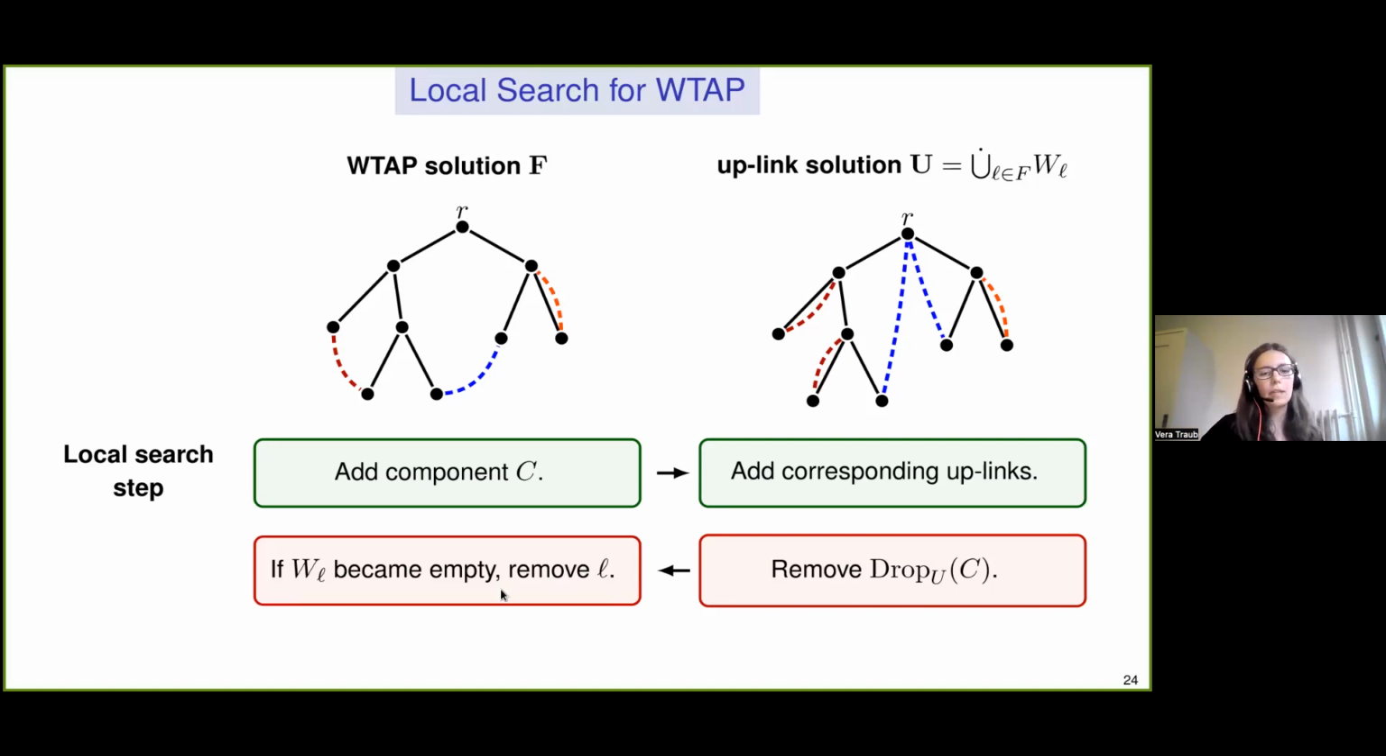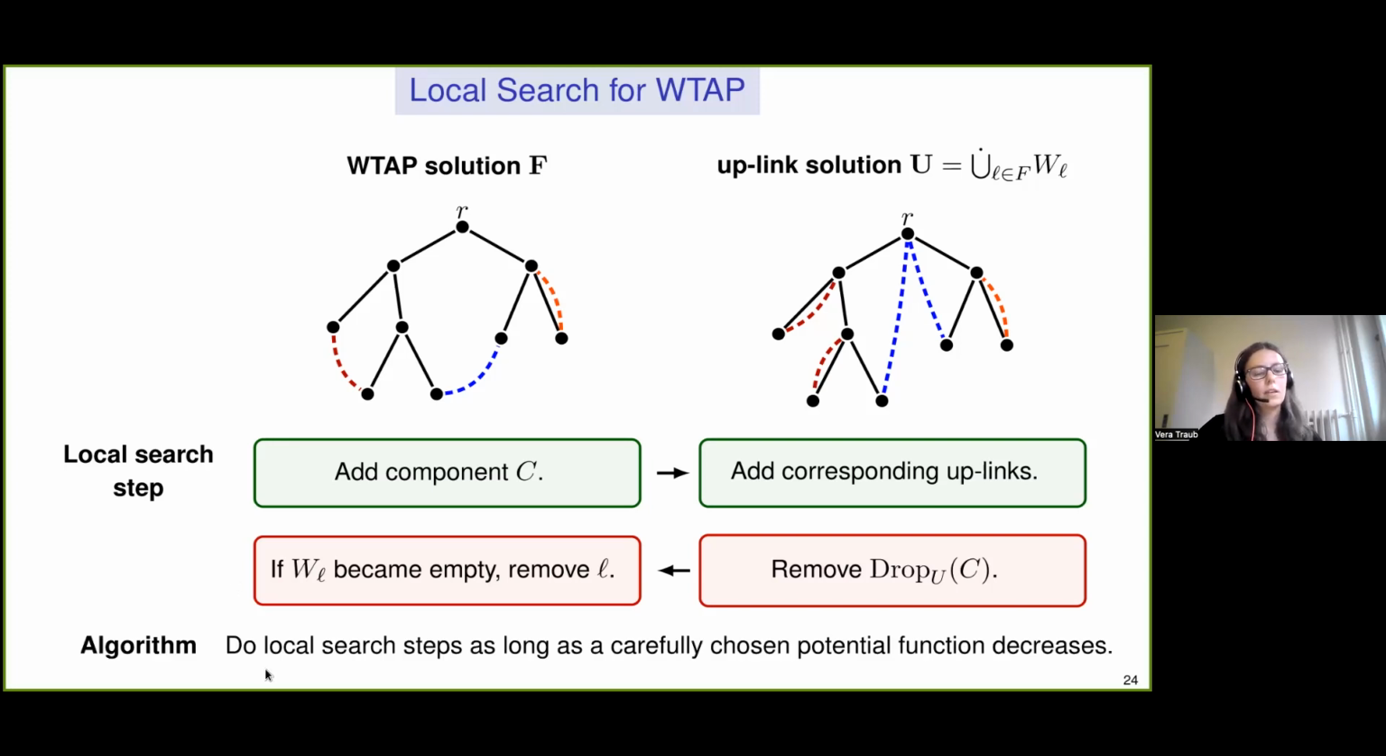And on the left side, we will remove a link whenever its witness set becomes empty. So whenever both its left and its right half in the right solution have been removed, then we can also remove a link on the left side. And the solution that we return in the end is the solution F that we have at that moment in our local search procedure.